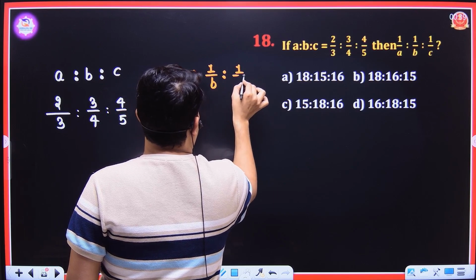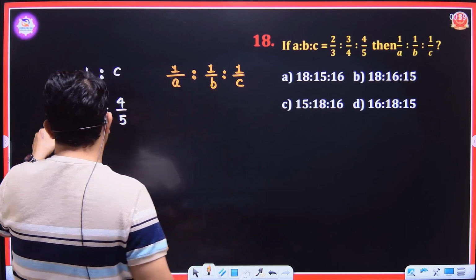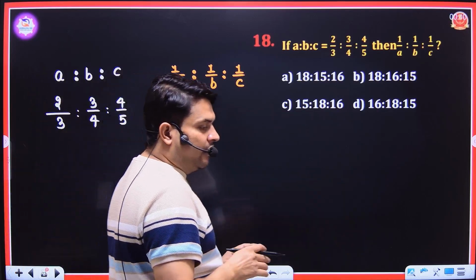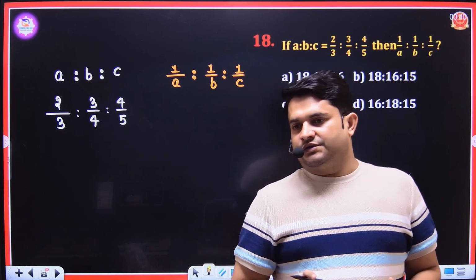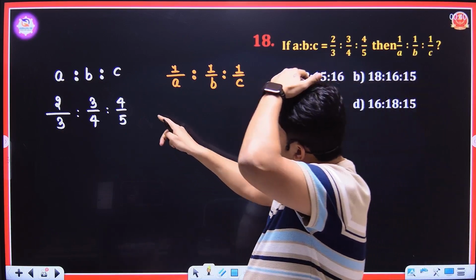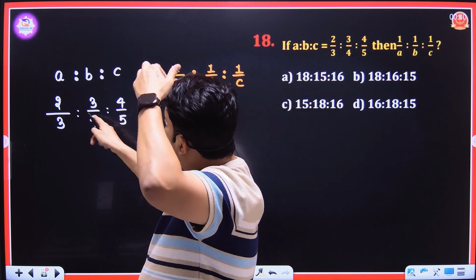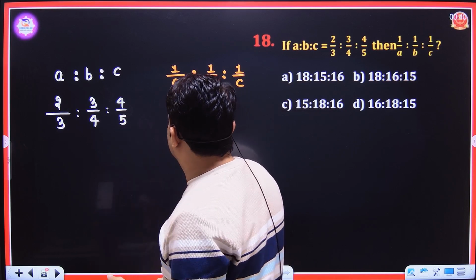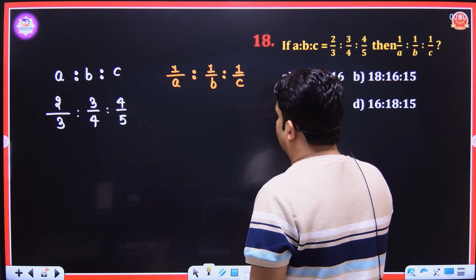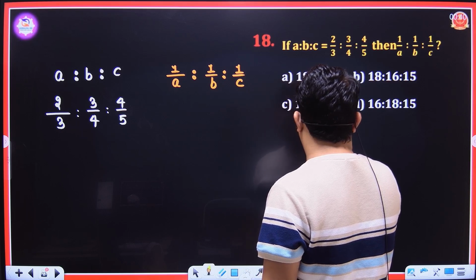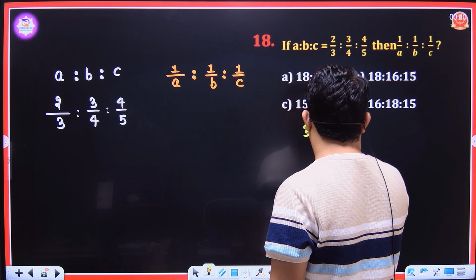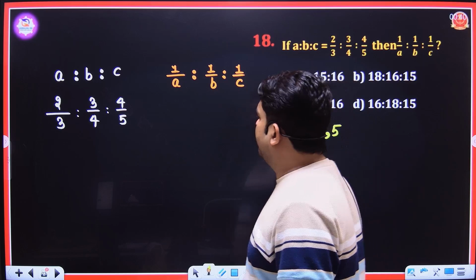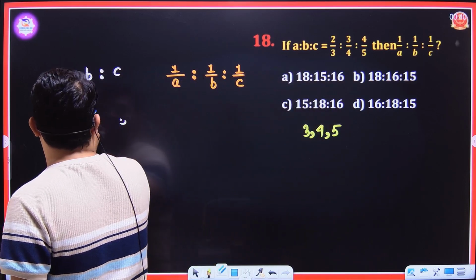We cannot play hide and seek here. Why? Because these are fractions. So first of all, what will we do? We will make them proper positive integers. For that, we have to multiply each of them with the LCM of 3, 4, and 5. And what is the LCM of 3, 4, and 5?